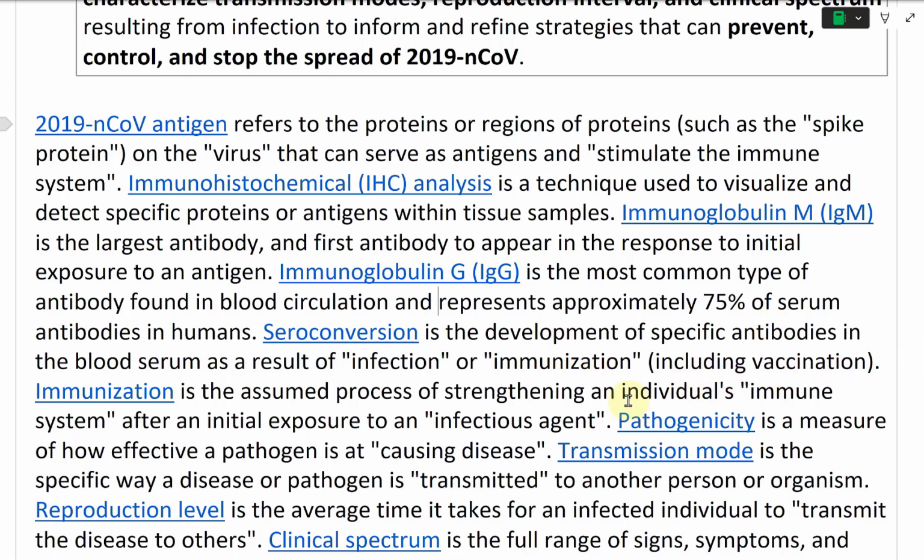So basically, you have an antigen. And then seroconversion is when you build up these antibodies in the blood serum as a result of that antigen, and supposedly the antibodies can go and neutralize that specific antigen.